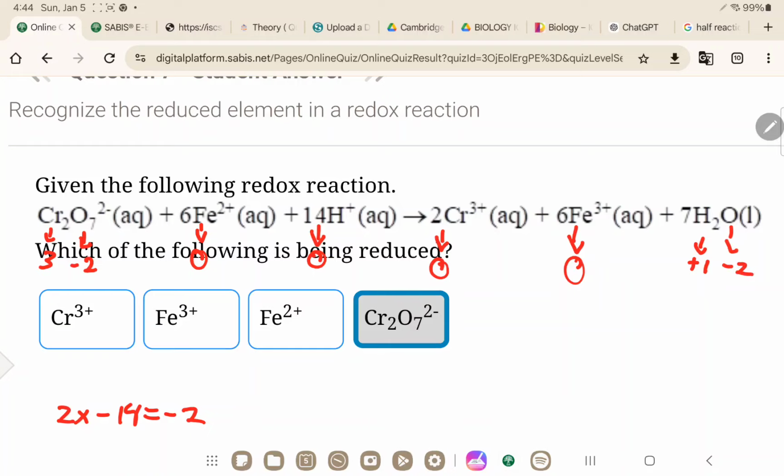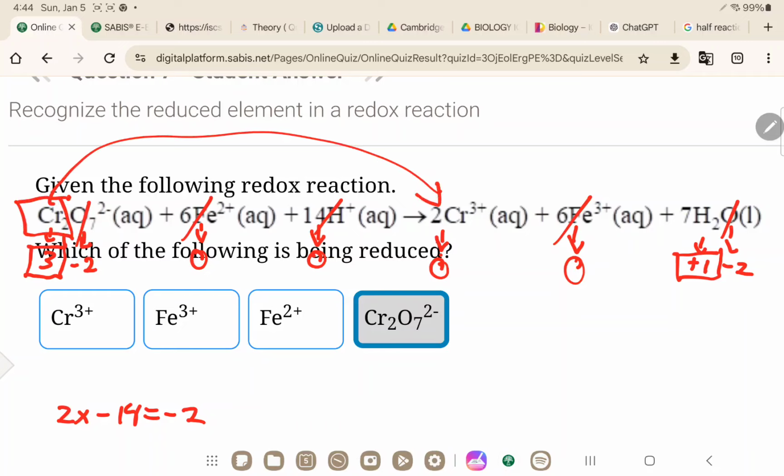So as we can see, O did not change its oxidation number in both cases. Fe stayed 0. H didn't stay the same, but it increased, so it didn't get reduced. What's the only thing here that changed and got reduced? Cr went from being 3 to being 0. So Cr is the one that got reduced. And now you're going to ask, why don't you put Cr3+? Because Cr3+ is your product. You need to give it Cr2O7 2-, because that's the one that split up and got reduced. It was the one that was more. So this is your correct answer.